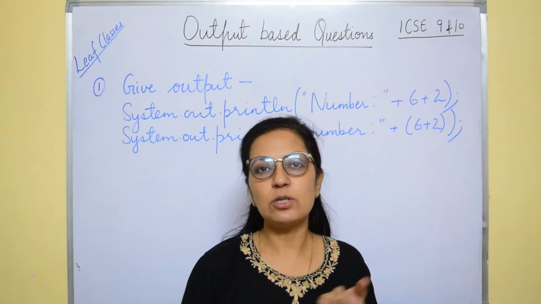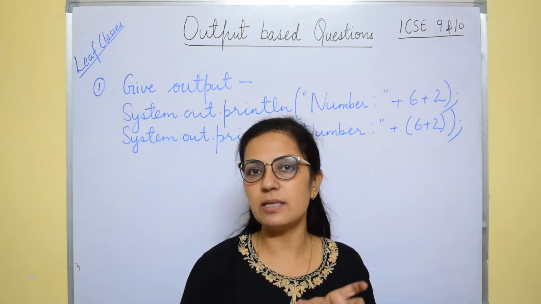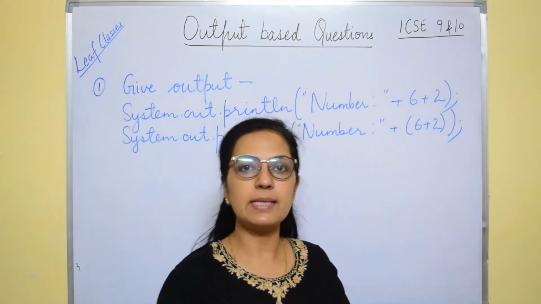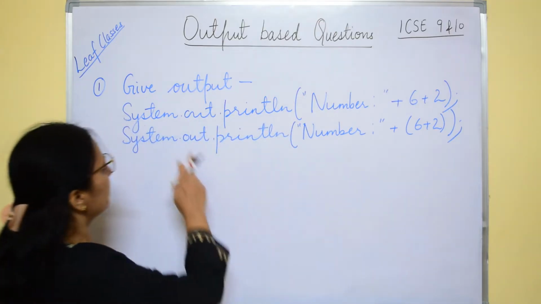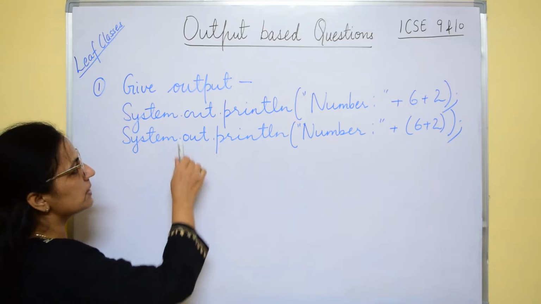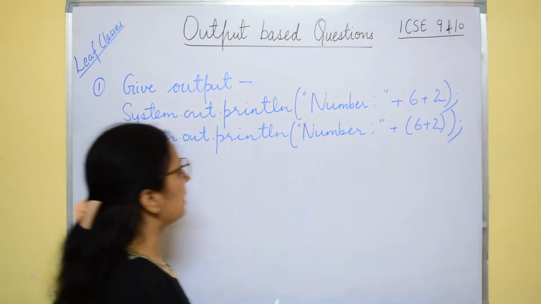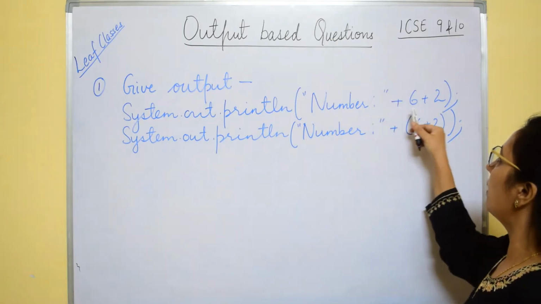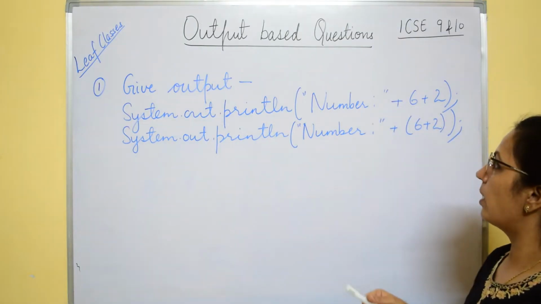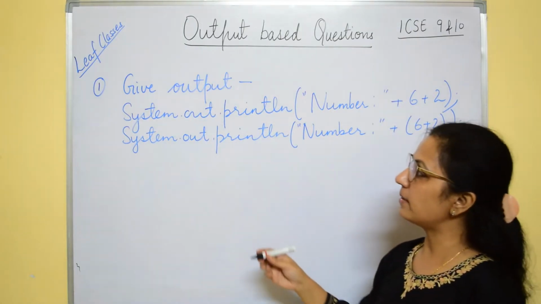So the first question which we are going to do is very simple. Only print statements are there. Please pay little attention to how to solve it. The question says give output: System.out.println within double quotes "Number:" plus 6 plus 2. Now you have to write the output.